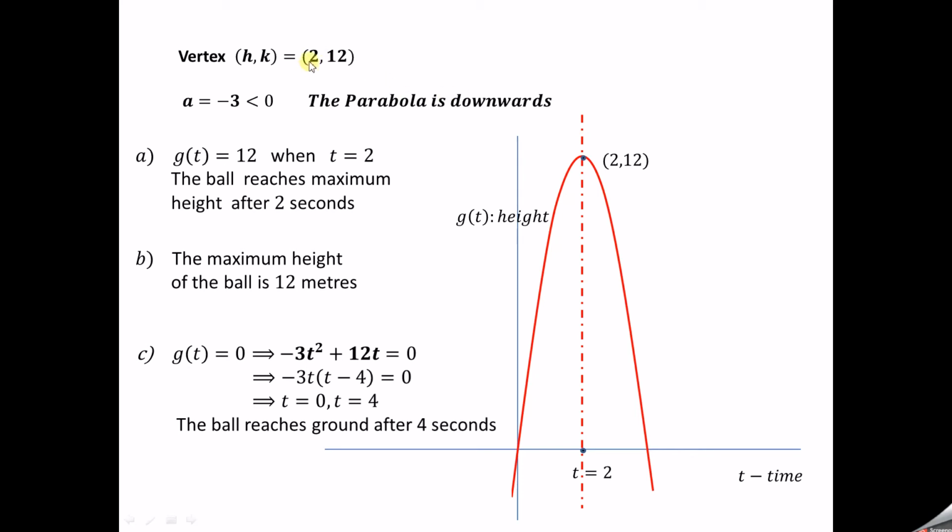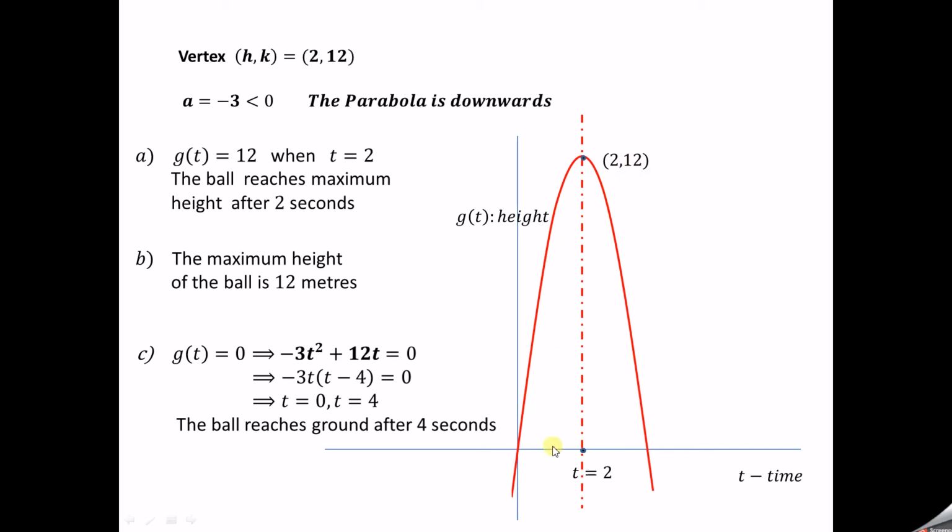Here h is 2. So x is equal to, here in place of x we take t, because on the x-axis the independent variable is t. So t equal to 2 is the axis of symmetry. If you observe this graph, the height is increasing as the time goes from 0 to 2, and the ball reaches its maximum height, that is 12.